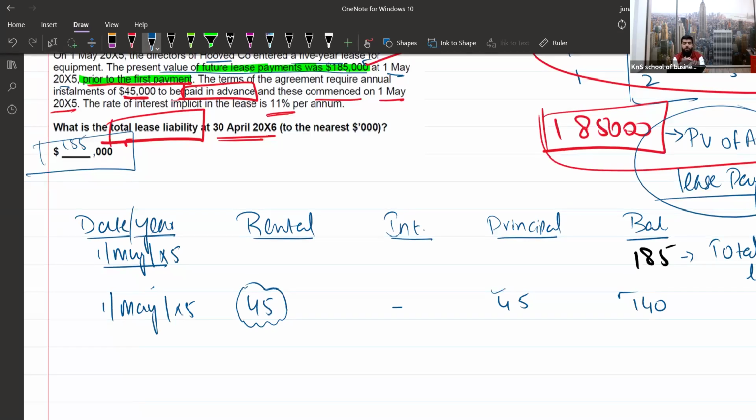And remember, if you are typing on the software, there is no need to type 155,000. Why? Because three zeros are already present over there. You just need to type 155.